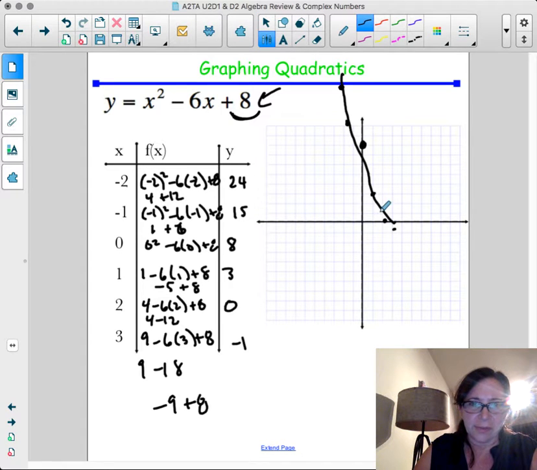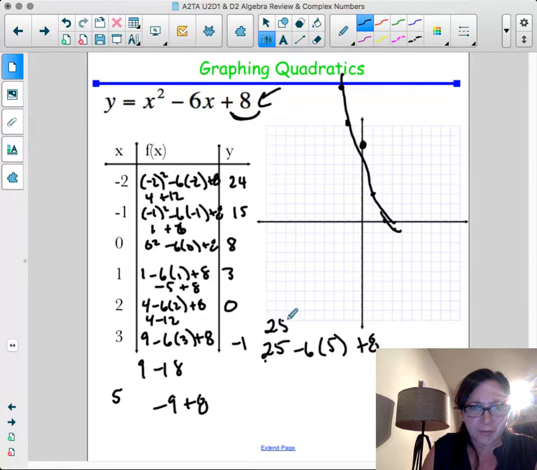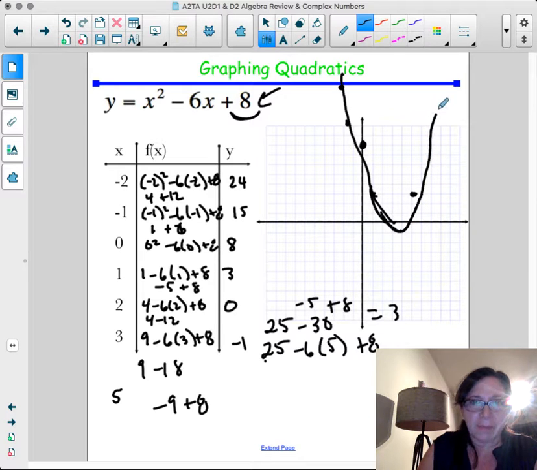We need to see where this is actually turning around. So I'm going to pick, let's say, 5. If I picked 5, I would get 25 minus 6 times 5 plus 8. So we'd have 25 minus 30, which is negative 5, plus 8, which is 3. So at 1, we're at 3, and now at 5, we're also at 3. So it looks like this is coming down to here, and then turning around and coming back up.